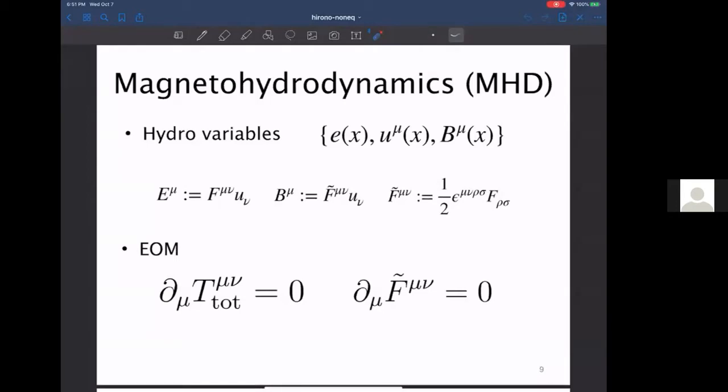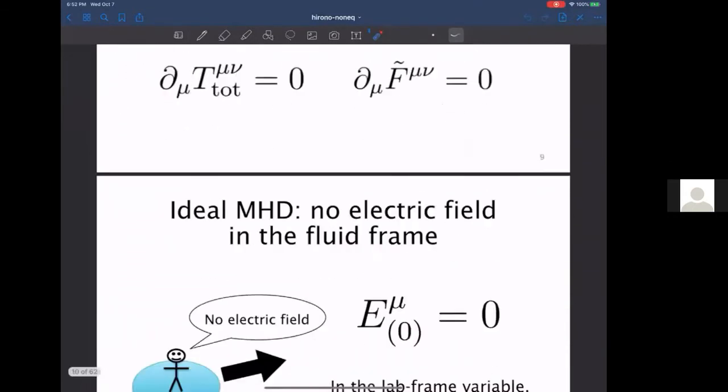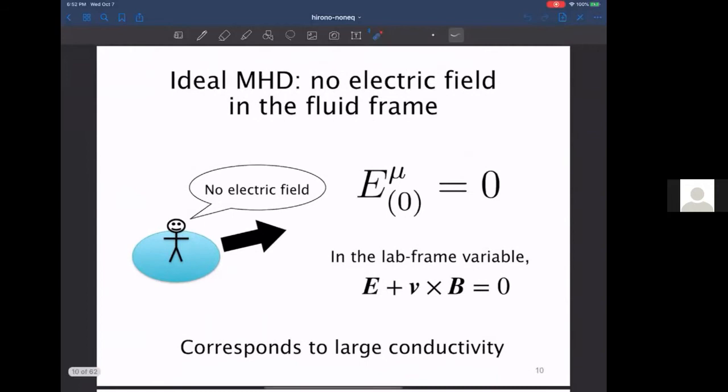I'm going to detail this later, but this magnetic field can also be considered some sort of conserved charge associated with something called U(1) one-form symmetry. On this point, I'm going to talk about later. The equation of motion is given by the conservation laws of the energy momentum tensor. This one is just a Bianchi identity, but we can view this as some sort of conservation law. This theory is organized as a derivative expansion, and let's look at the zeroth order.